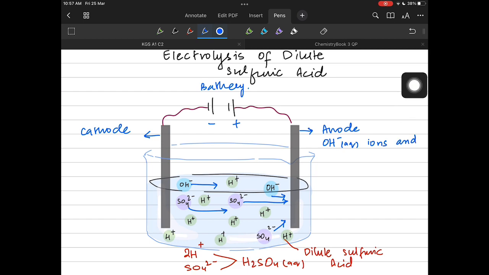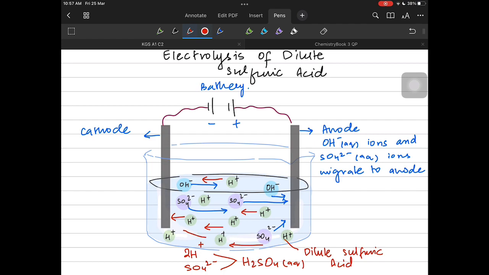So we use the word migration of ions. OH minus and sulfate migrate to the anode. Over there, the oxidation will happen, we know this. Towards the cathode, the hydrogen ions will go from the sulfuric acid, and obviously water's hydrogen ions are the same thing, so they go towards the cathode. So all the hydrogen ions go towards the cathode.